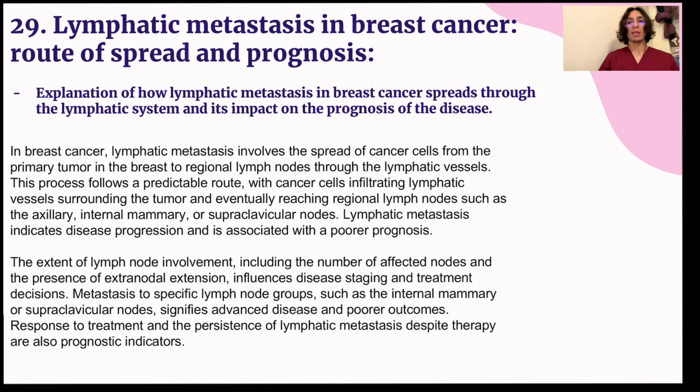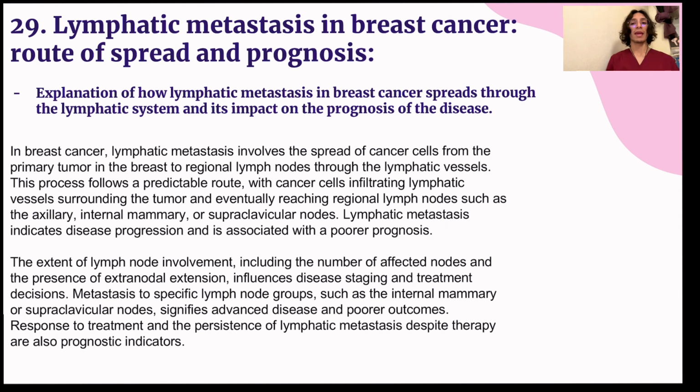The lymphatic metastasis in breast cancer, route of spread and prognosis. In breast cancer, lymphatic metastasis involves the spread of cancer cells from the primary tumor in the breast to regional lymph nodes through the lymphatic vessels. This process follows a predictable route, with cancer cells infiltrating lymphatic vessels surrounding the tumor and eventually reaching regional lymph nodes such as the axillary, internal mammary, or supraclavicular nodes.